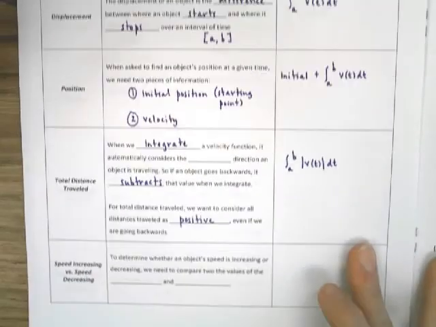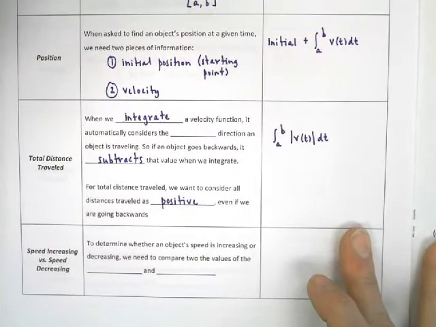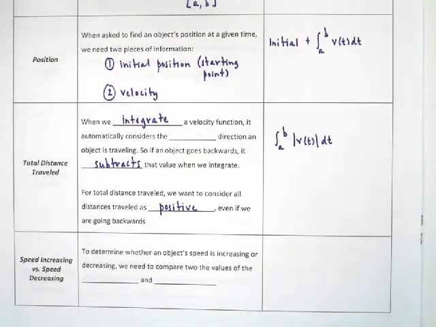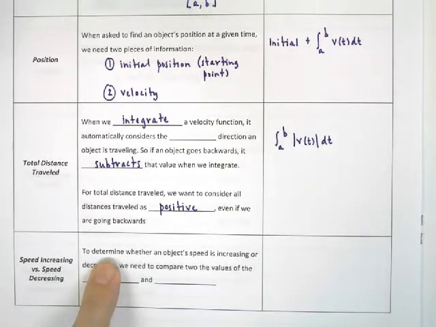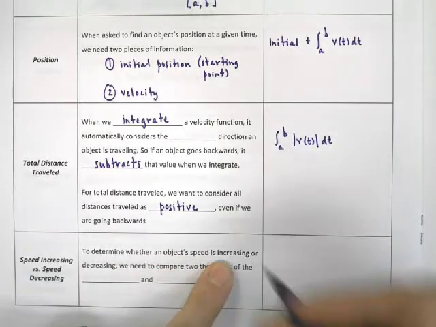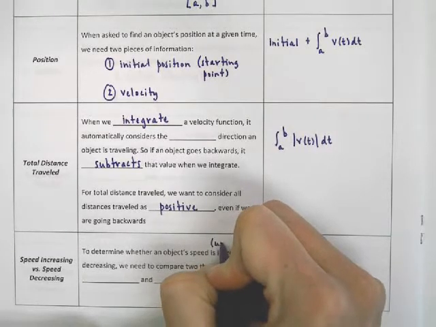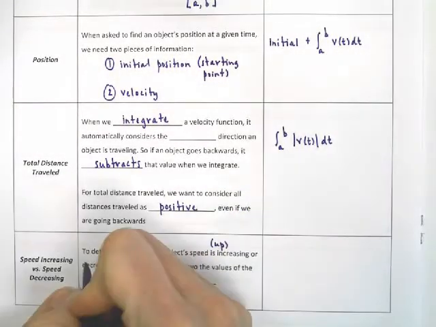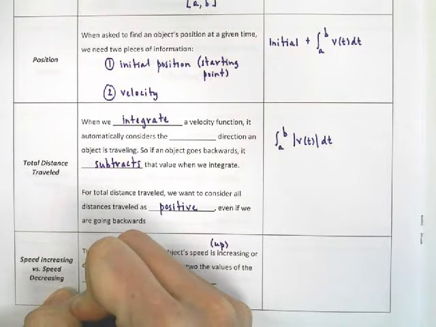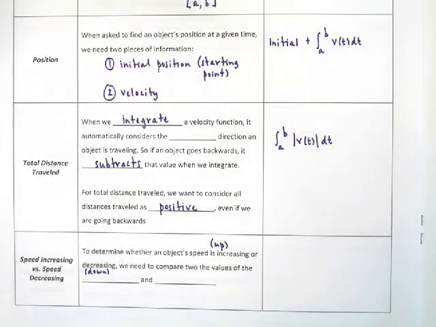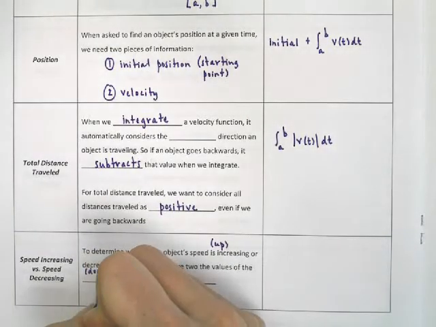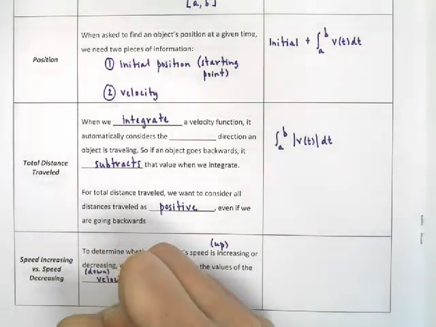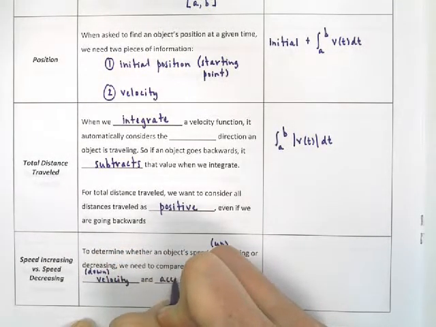Okay, last part here then: where the speed is increasing versus where the speed is decreasing. This doesn't really change, and it actually makes it easier for us having the velocity function because it's one less derivative we have to take. So to determine whether an object's speed is increasing, in other words, if we're speeding up, or if it's decreasing, so we're slowing down, we need to compare the two values of the velocity and acceleration.